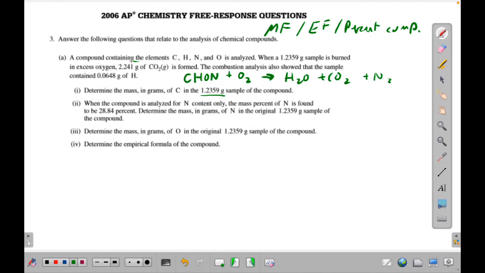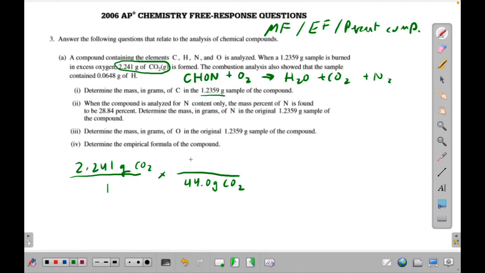It says, determine the mass in grams of carbon in the 1.2359 gram sample. Well, we do know the initial mass of the CO2. It's 2.241 grams of CO2. And what I do know is that in 1 mole of CO2, there is 44.0 grams of CO2, and in that 1 mole of CO2, there is also how much carbon? 12.01 grams of carbon. You're like, that's all I have to do?